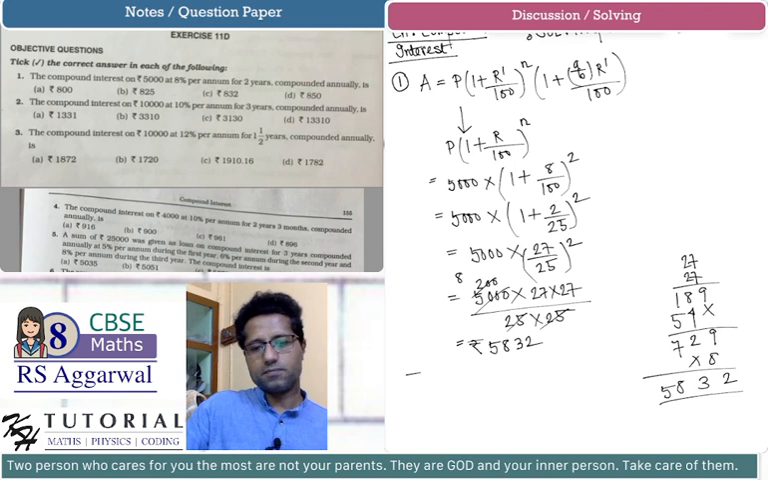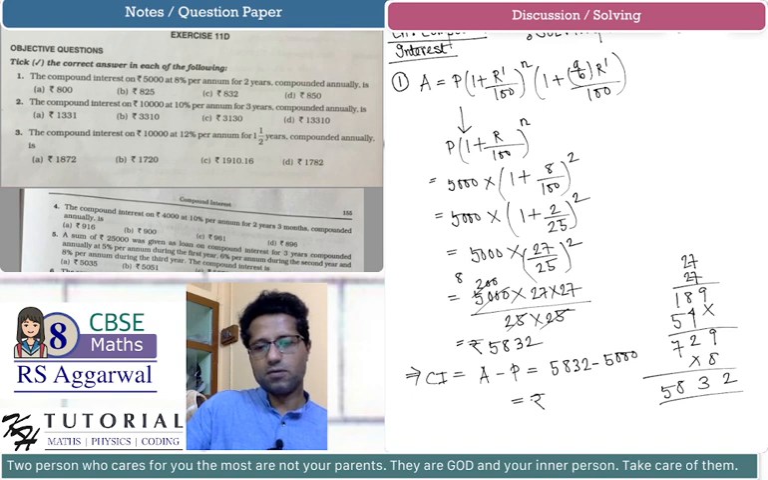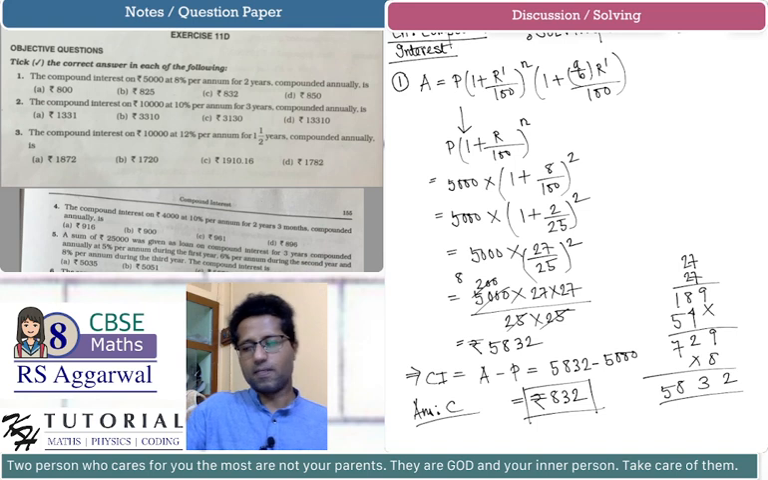Therefore, the compound interest will be amount minus P, which is equal to 5832 minus 5,000. So this is equal to rupees 832, the compound interest. So the correct choice is C. C is the correct choice.